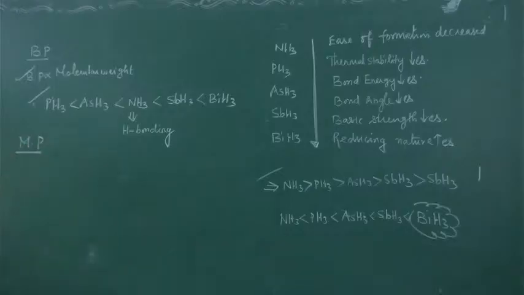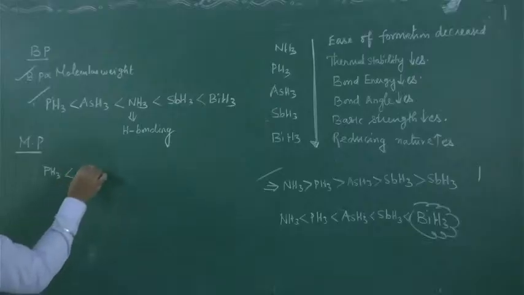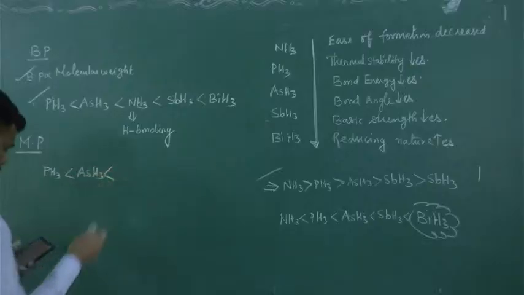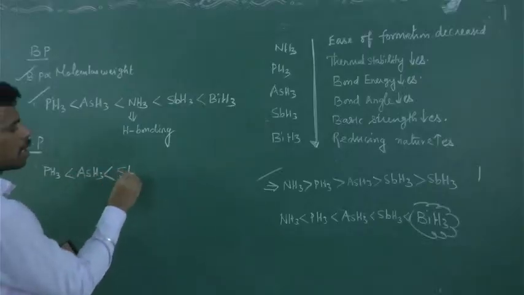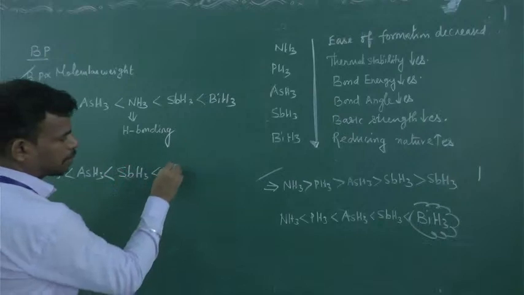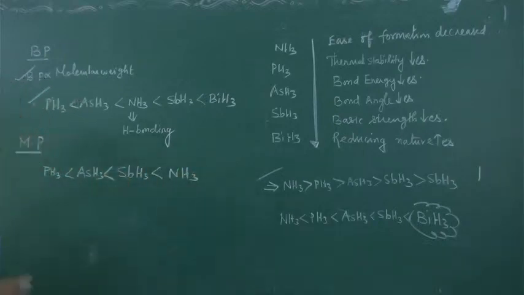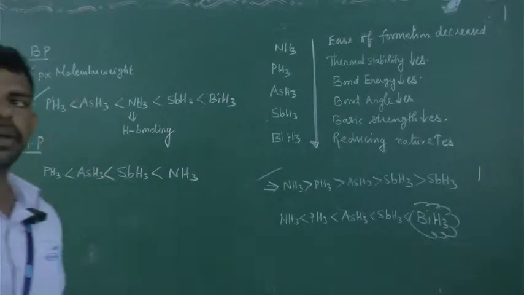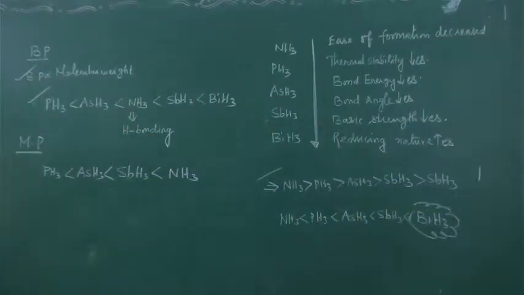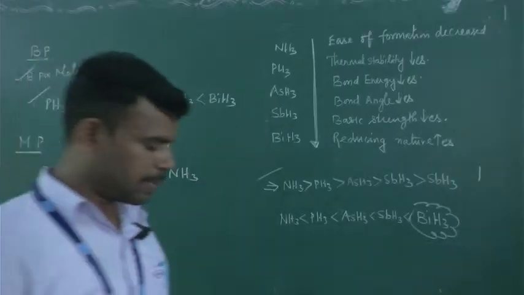Okay, melting point order. This is going to be arsenic, phosphine, arsenic hydride. Then we have to go for... please note this. This is the order. This is the melting point order. HSC-like questions: write the correct or incorrect order of melting and boiling point. Is it clear? These are the things you have to remember.